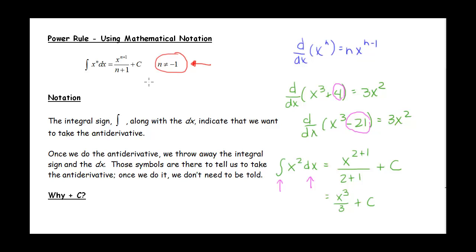If n equals -1, it means that I've got x to the -1 dx, and if I try to use the power rule, I would have x to the -1 plus 1 over -1 plus 1 plus c, and that would give me x to the 0 over 0 plus c. Now in math, we do not allow dividing by 0. That's illegal. So we cannot use this rule for when our original function was x to the -1. And we'll see on the next page what we do instead.